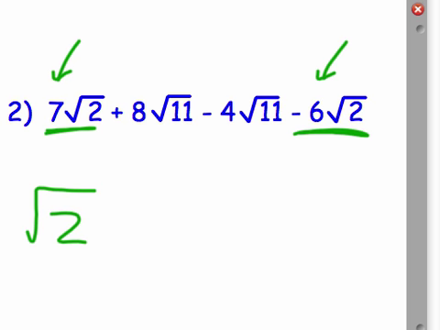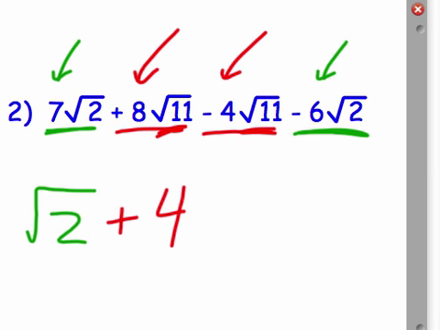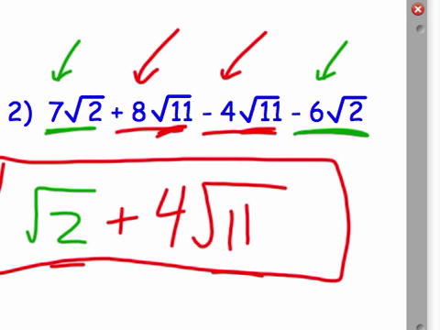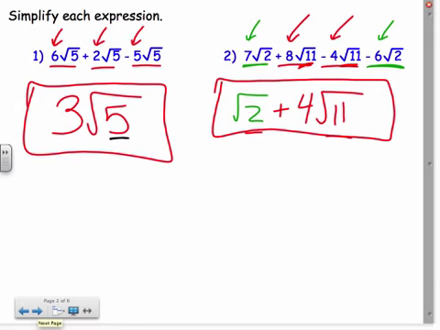And then I also have 8 roots of 11 and negative 4 root 11. So we want to combine their coefficients because they both have the square root of 11. So 8 minus 4 gives me positive 4, and keep my square root. And since these have different bases, I have a square root of 2 and a square root of 11, I can't combine those. So we're done. Square root of 2 plus 4 times the square root of 11. So it's basically just combining like terms, except in this case, instead of having variables that we look for, we look for like radicals.